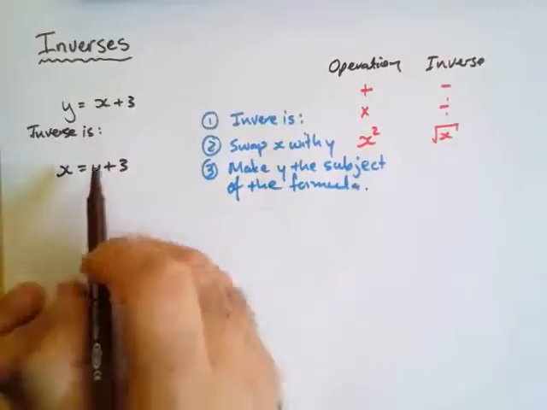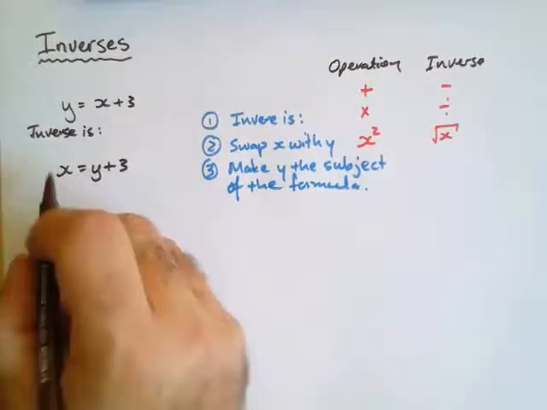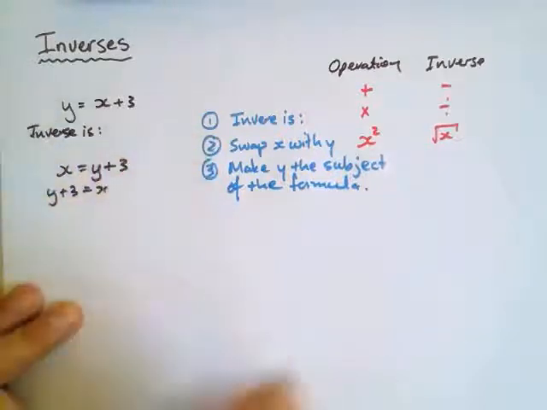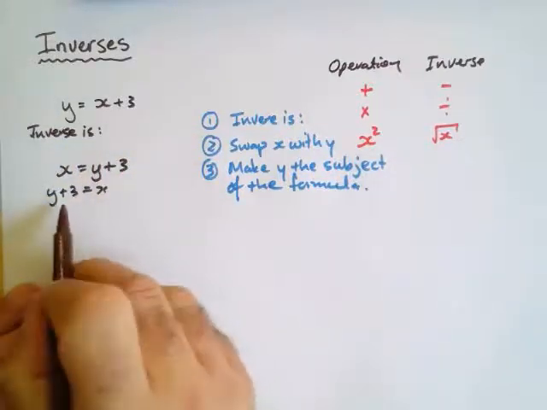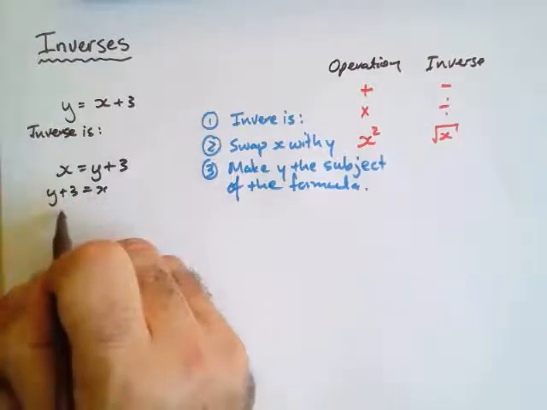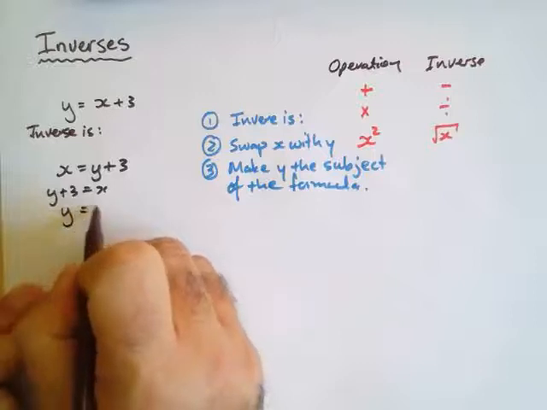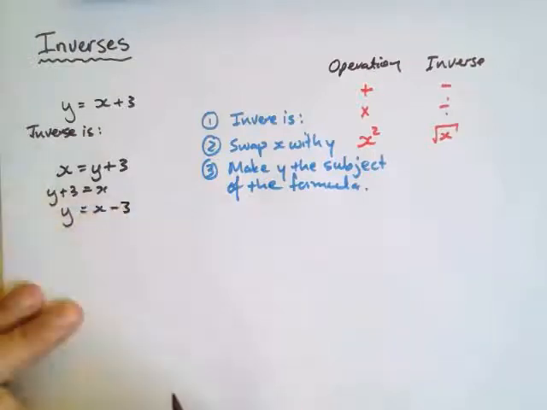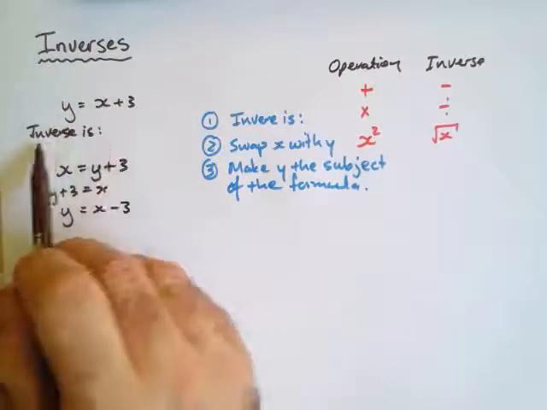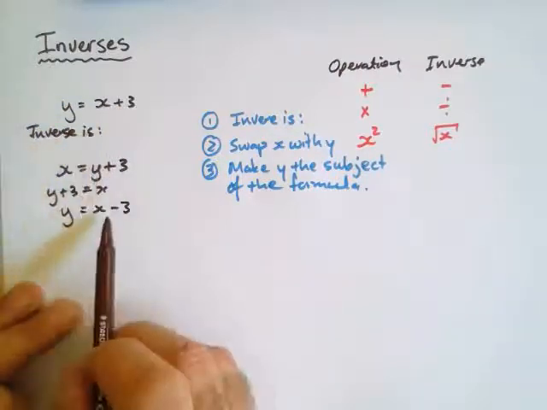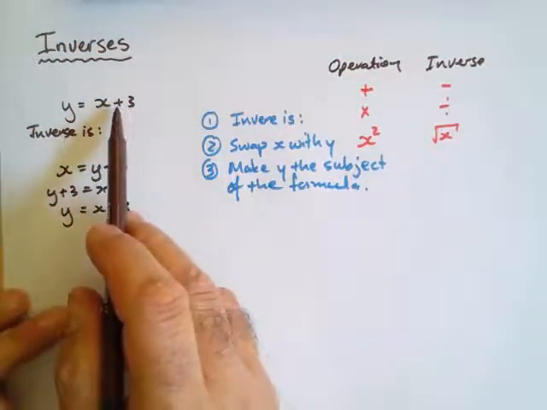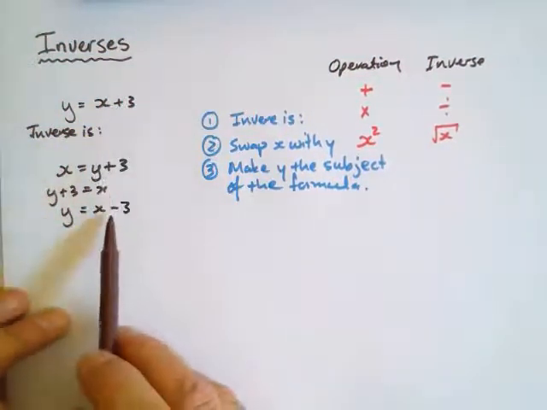To do that, I'm going to swap the two sides. I'm going to say y plus 3 equals x, so I just swapped it. Now I'm going to get rid of plus 3 by subtracting 3 on this side and subtracting 3 on that side, so y equals x minus 3. So if this was y equals x plus 3, then the inverse is y equals x minus 3. So it just proved that the inverse operation of plus 3 is minus 3.